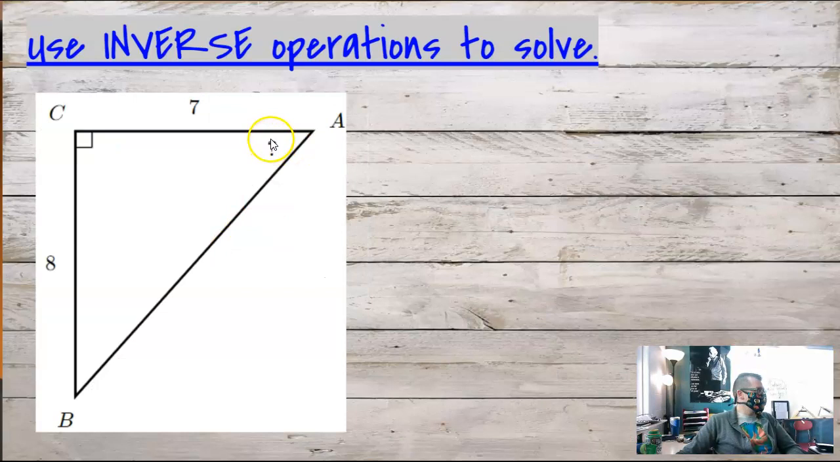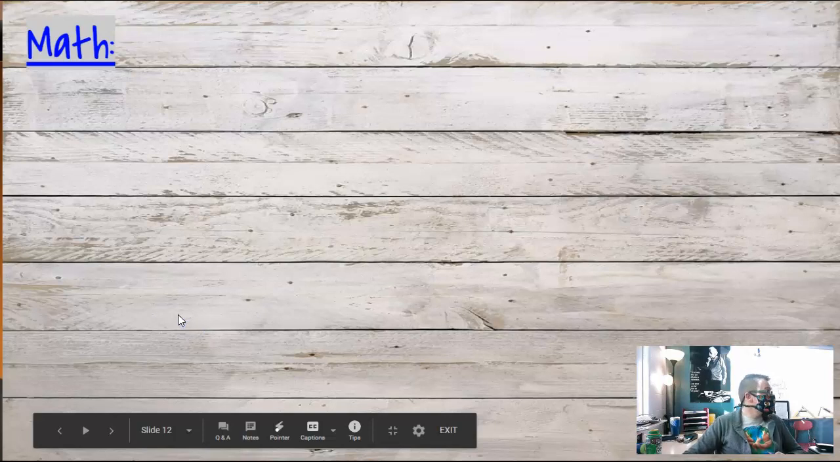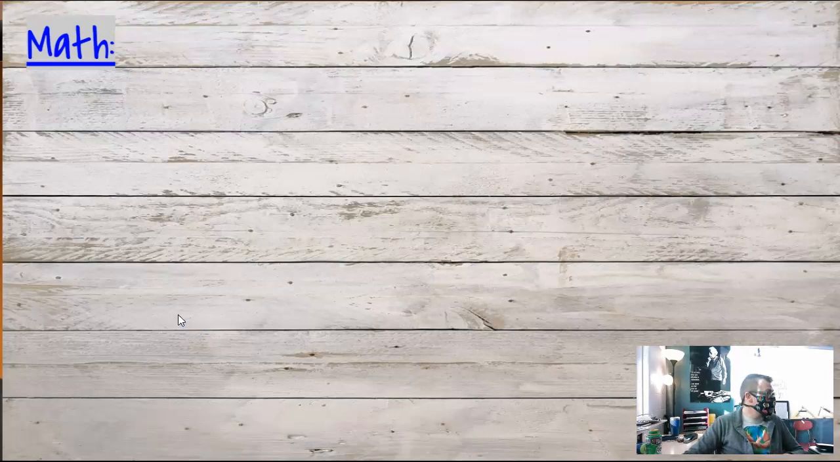What would we use here? Tangent, right? Anytime we have both legs, it's tangent. So just make sure that you're putting them in the correct order, that it's opposite over adjacent. So here would be inverse tangent of 8 over 7, 48. And that's it. That's everything I had planned for today. So we got 5 minutes extra.